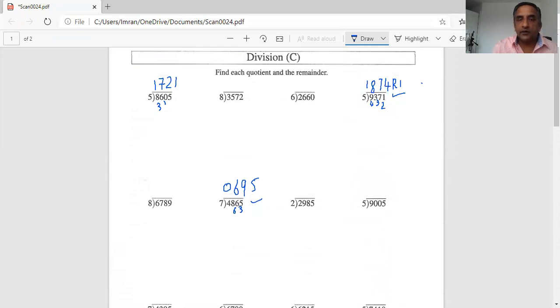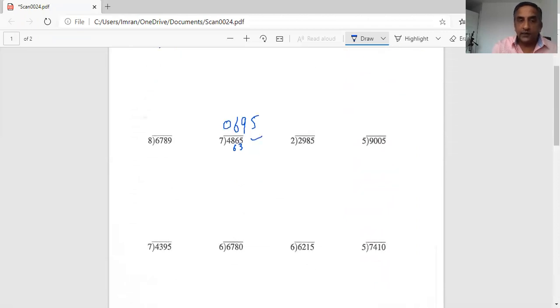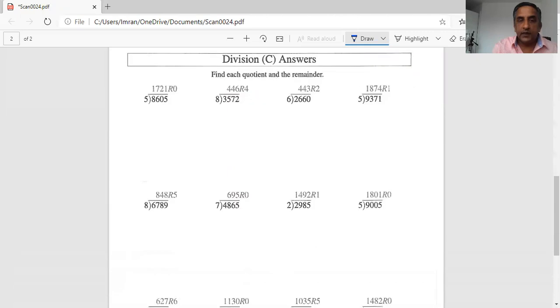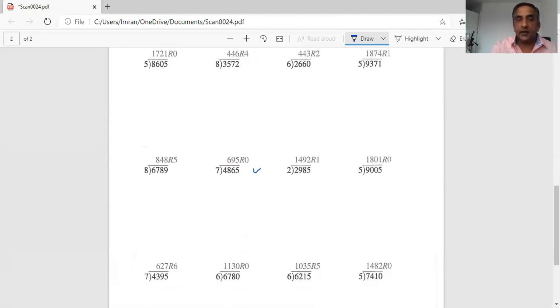Now we can check the last one which we did. The answer was 0695. So we can check the answer here. You see 0695, this question I'm talking about here. And remember, we don't need to write remainder 0, because when there's no remainder, they have done it just to help you out. So answers are done here.